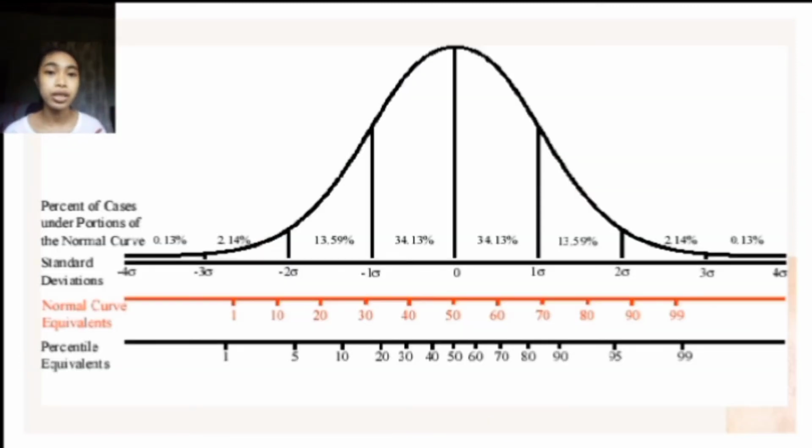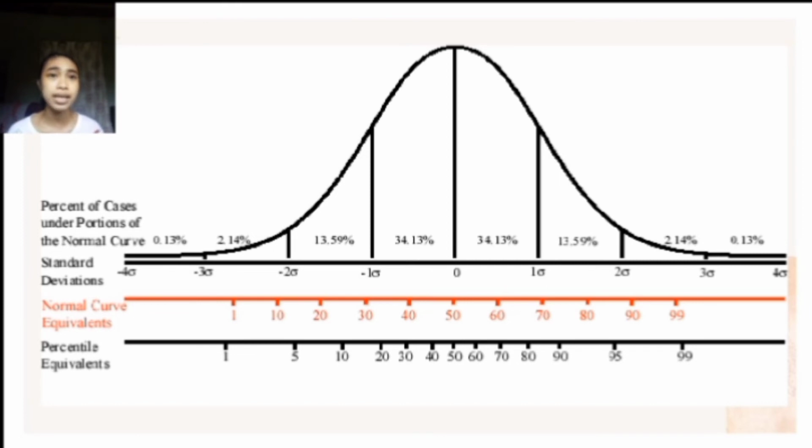Here we have a chart. As you can see, in the first, we have the standard deviation. In the middle, the red one, we have the normal curve equivalence. And lastly, we have percentile equivalent. What have you noticed? As you can see, there are similarities between the normal curve and percentile rank. They both range from 1 to 99. But there is also a difference.